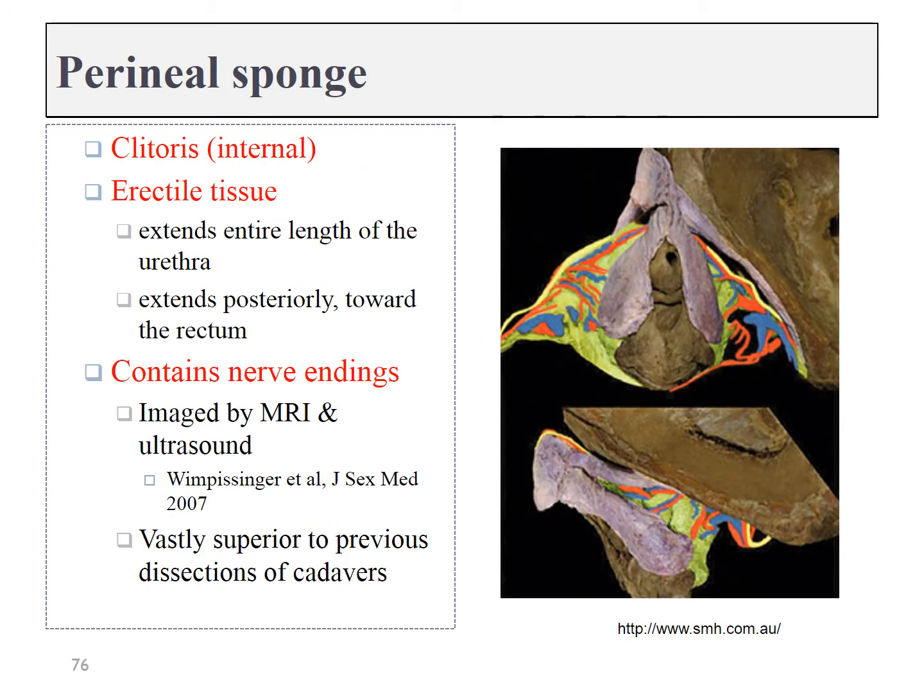The internal portion of the clitoris has also been referred to as the perineal sponge. This is all just erectile tissue, the same type of tissue found in the corpora cavernosa and spongiosa of the penis. The major difference here, though, is that the clitoris is mostly internal. What you might notice is that this image here may look a lot larger than what you see on the models in the anatomy classroom.